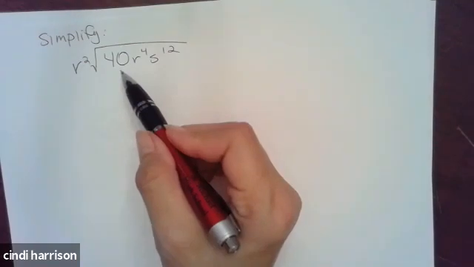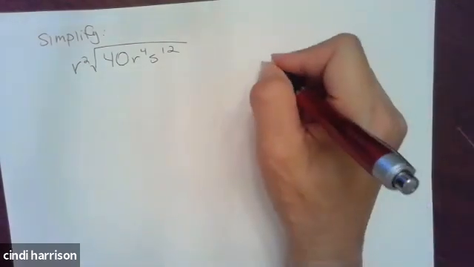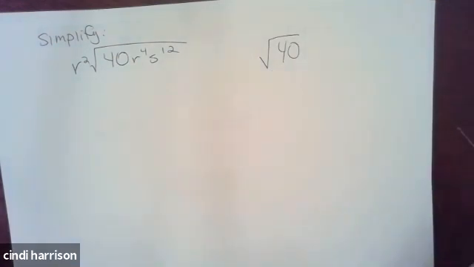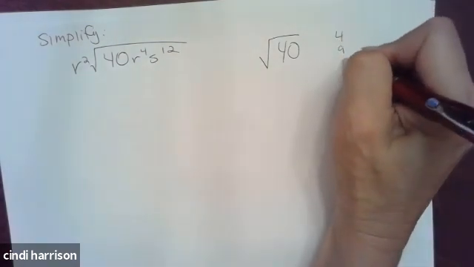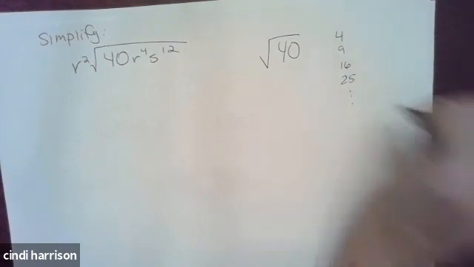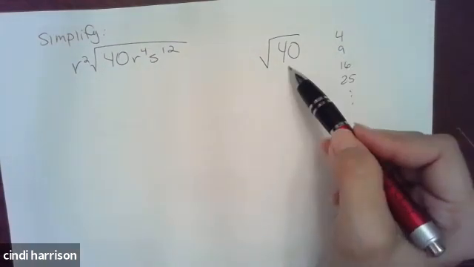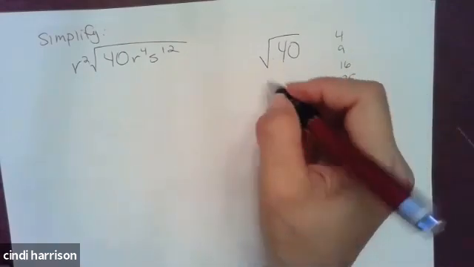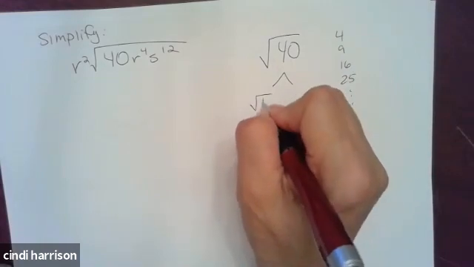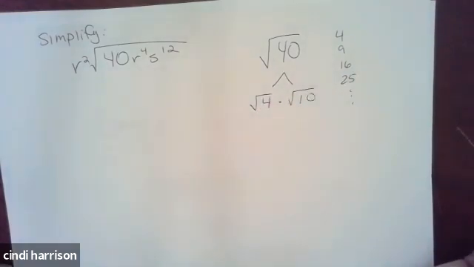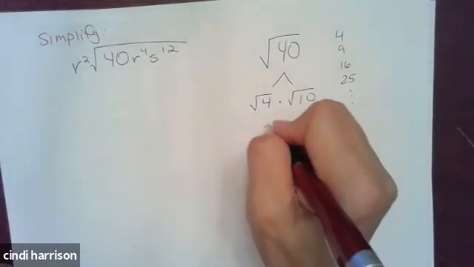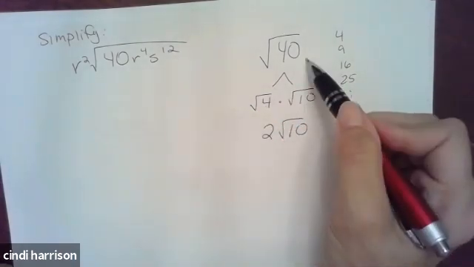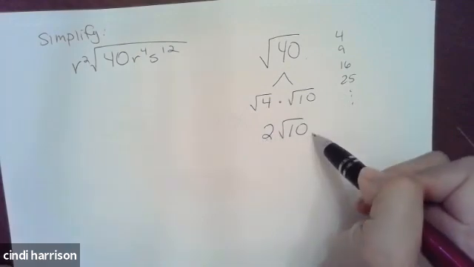So we're going to think about the numerical part first. So I'm going to come off to the side. And remember, we're looking for the biggest perfect square factor. And the perfect square factors are 4, 9, 16, 25, etc. So 4 does go into 40, and there's nothing bigger that goes in evenly. So 4 is the one we're going to use. So we rewrite this as the square root of 4 times the square root of 10. And the square root of 4 is 2. So the square root of 40 is 2 times the square root of 10.